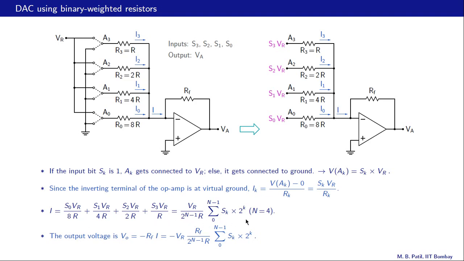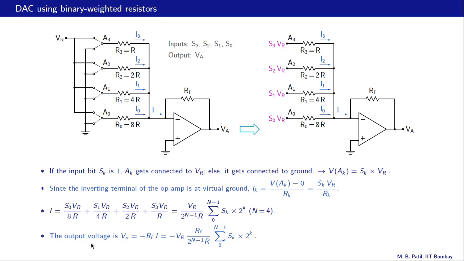Now here we have written a general expression for n bits. In our case, n is equal to 4. So this 2 raised to n minus 1 is in our case 2 raised to 3, which is the same as 8. So this is what we get, and as we expect, each bit gets a different weight. For example, the LSB S0 gets a weight of 2 raised to 0 or 1, and the MSB S3 in our case gets a weight of 2 raised to 3 or 8, and that is what we would expect from a DAC.